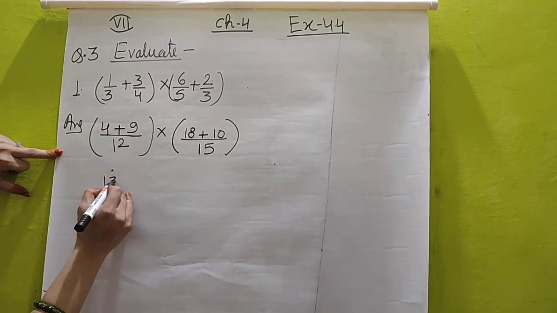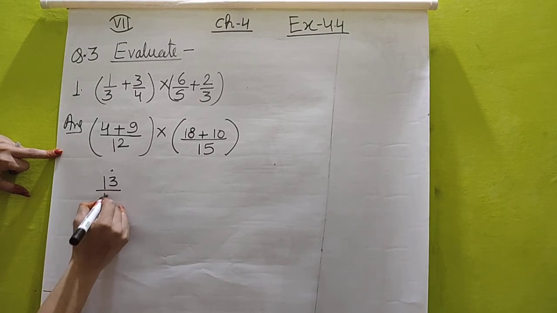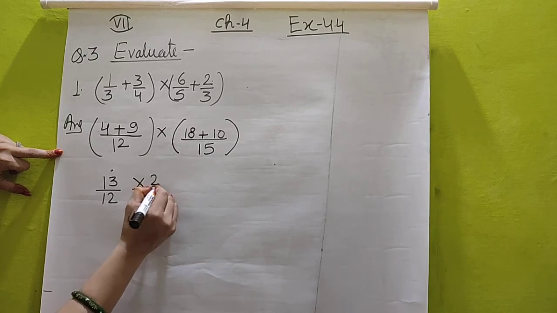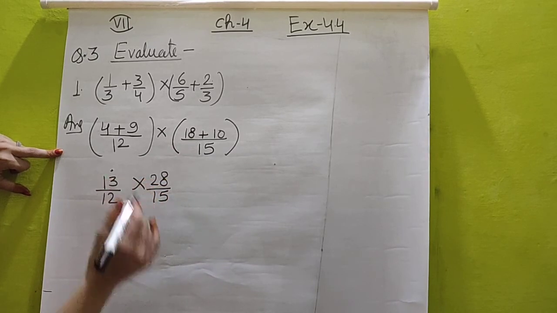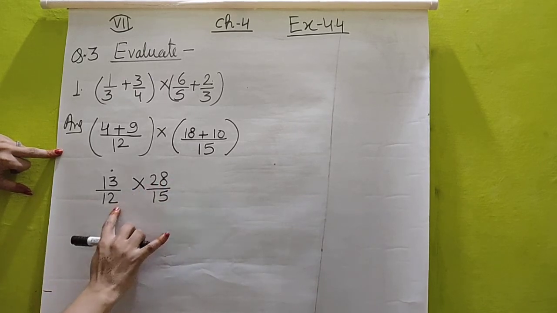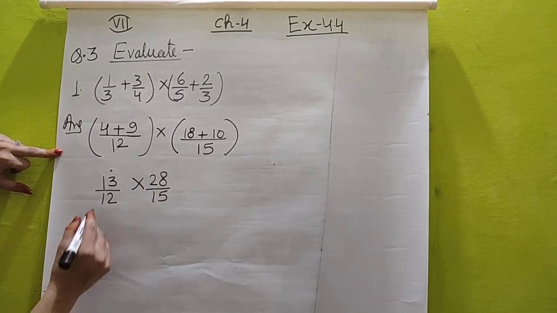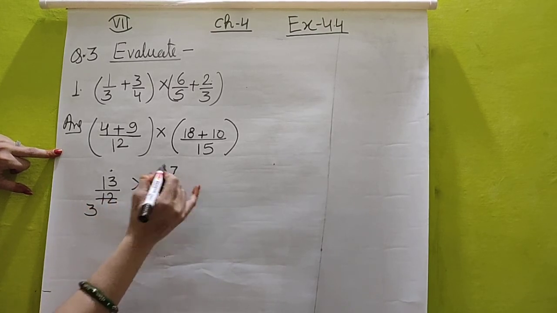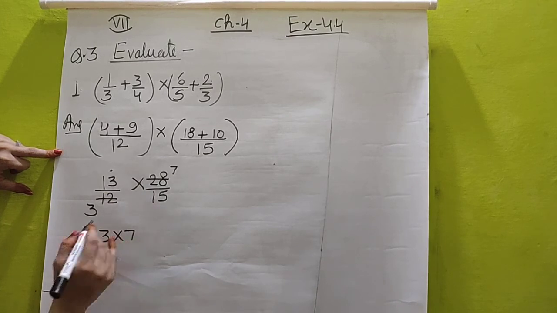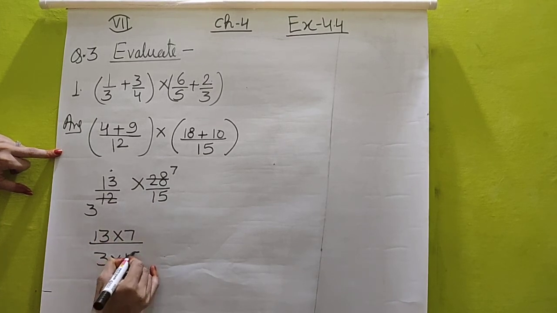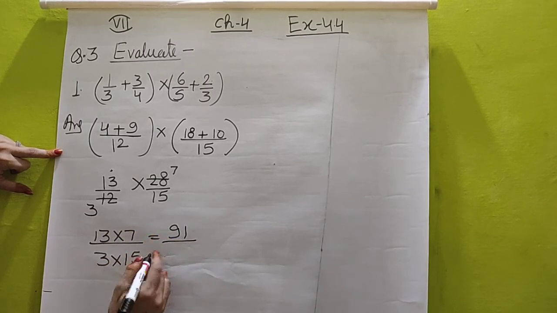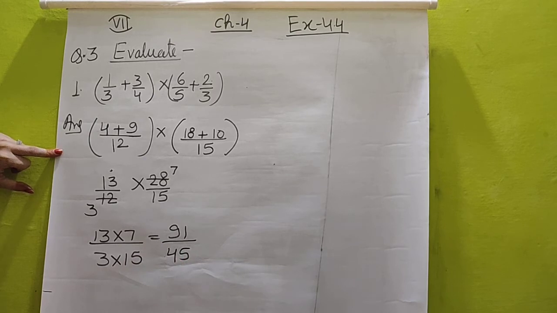9 plus 4 will be 13 upon 12. Then multiply. Now you can remove the bracket. Now 18 plus 10 will be 28 upon 15. Students, now you can see 12 and 28 both come in 4's table: 4 3s are 12 and 4 7s are 28. Now 13 multiplied by 7 on the top and 3 multiplied by 15 on the bottom. 13 7s are 91 and 15 3s are 45. This is your answer, student.